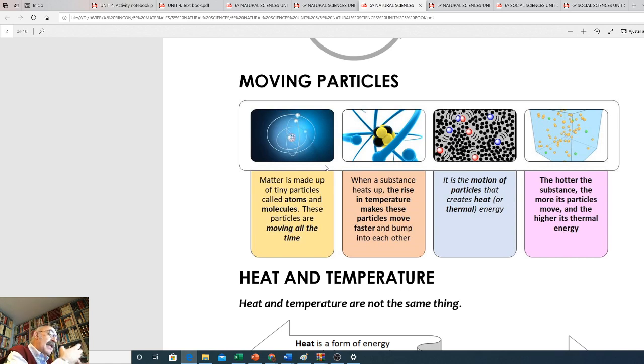So atoms and molecules can move because they have some amount of energy. And this energy is what gives this solid, this liquid, this gas heat energy. And you have to remember something that is very important. The hotter the substance, the more its particles move, and the higher its thermal energy. And now you have to move to your exercise part.